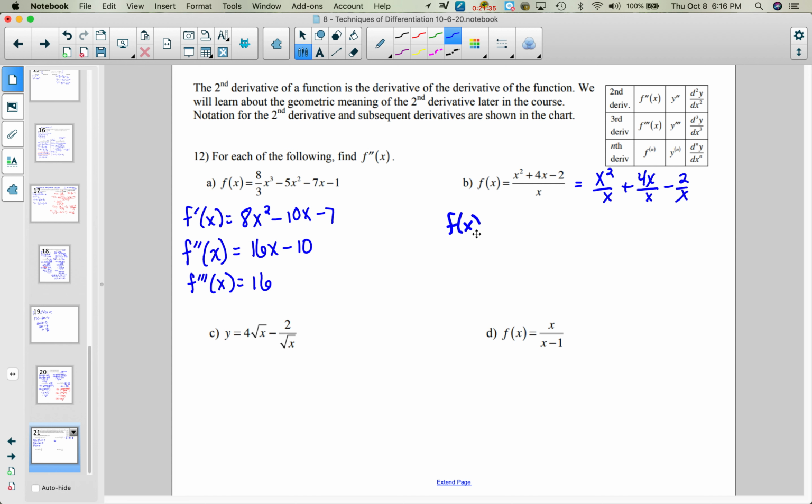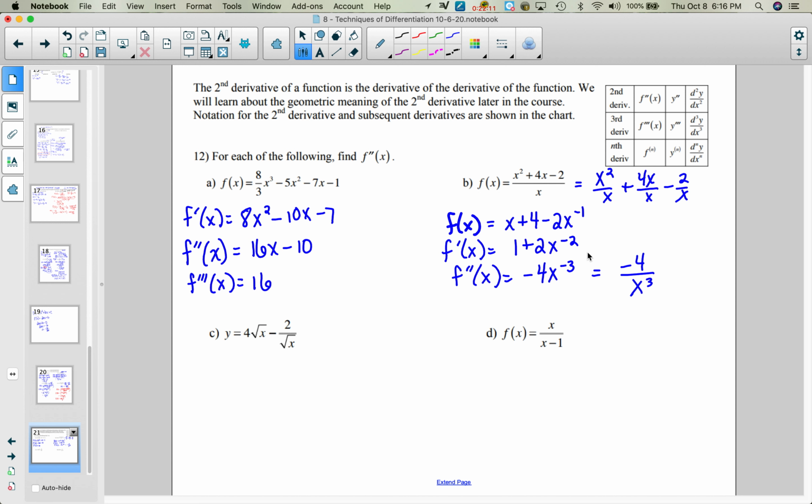So f of x, oh, the line always gets too thick, is x plus 4 minus 2 times x to the minus 1. So then f prime of x is 1, and this, remember, drops out. Then we have a plus 2x to the minus 2, and f double prime of x, the derivative of a constant is 0, so I get negative 4x to the minus 3. And if I didn't want a negative exponent, I could say we have this for an answer.